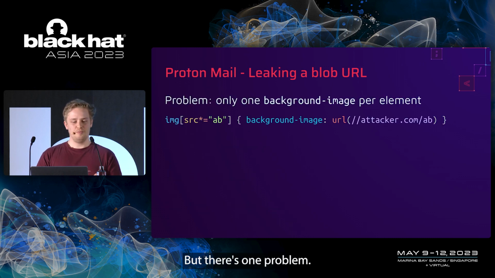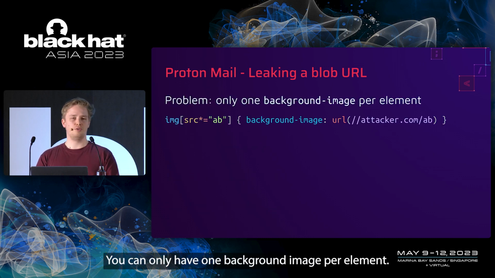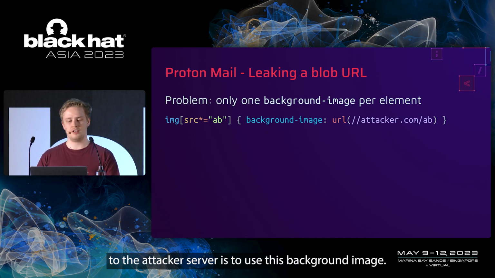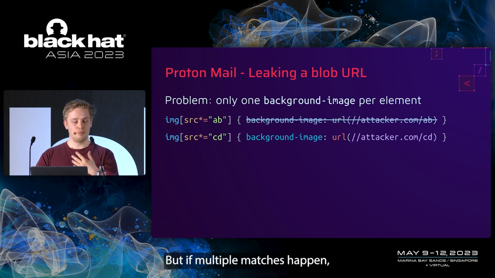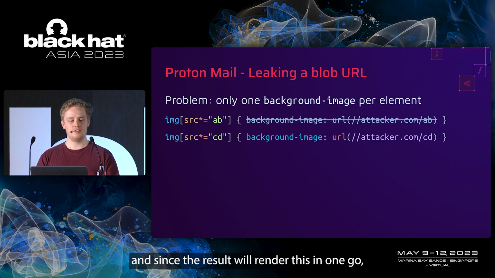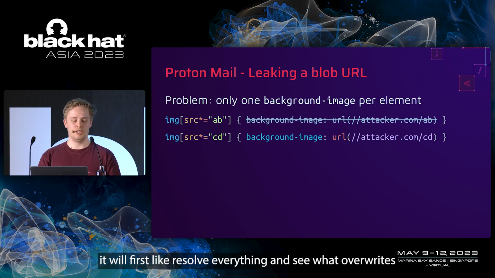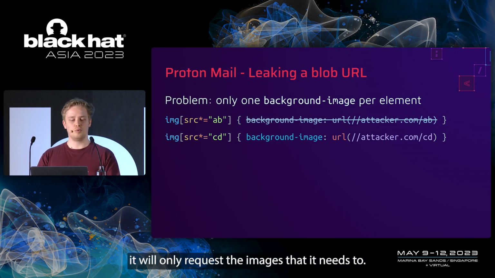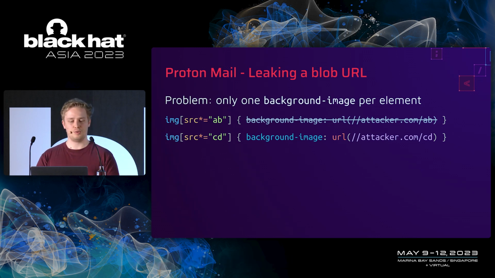But there's one problem. You can only have one background image per element. So what we are trying to do to send the request to the attacker server is to use this background image. But if multiple matches happen, the first one will be overridden. And since the browser will render this in one go, it will first resolve everything and see what overrides which directives. And then at the end, it will only request the images that it needs to. So with this, it would only request one image and not all of the ones that would match.